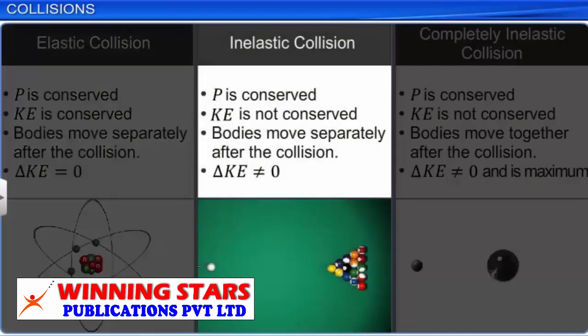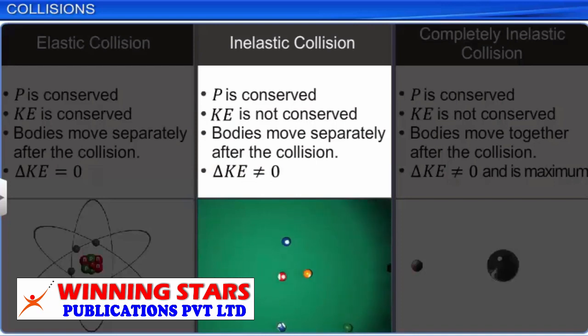In a collision, if only the total momentum of the colliding bodies is conserved and not the kinetic energy, and the colliding bodies move separately after the collision, then the collision is called an inelastic collision. There is some loss in kinetic energy of the system during this collision. This implies that delta KE is not equal to 0. For example, the collision between billiard balls is an inelastic collision.